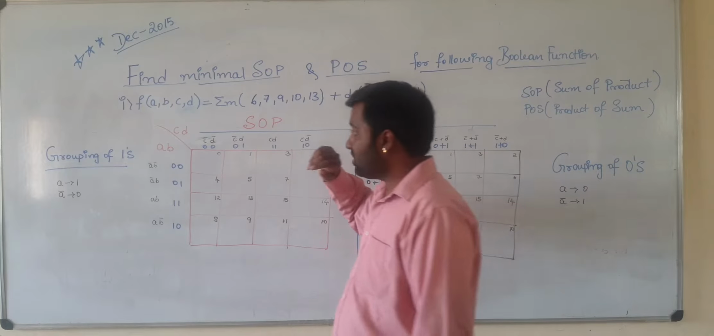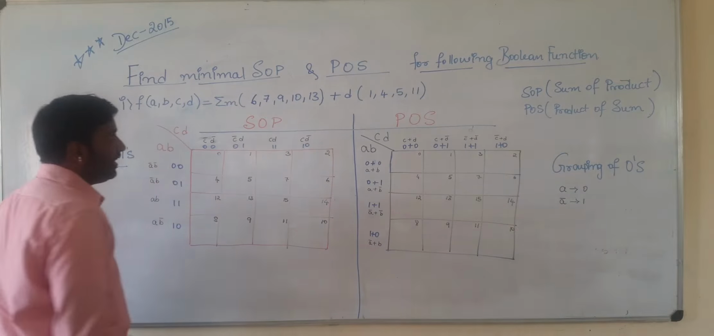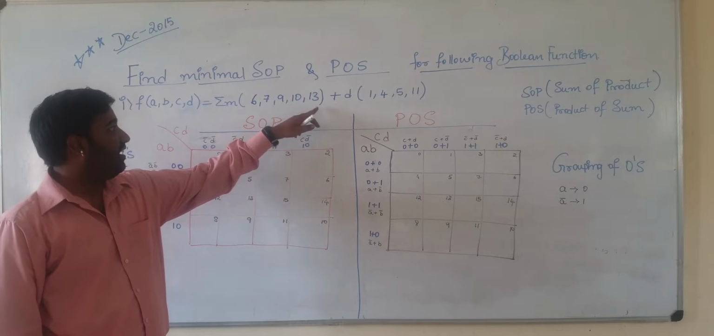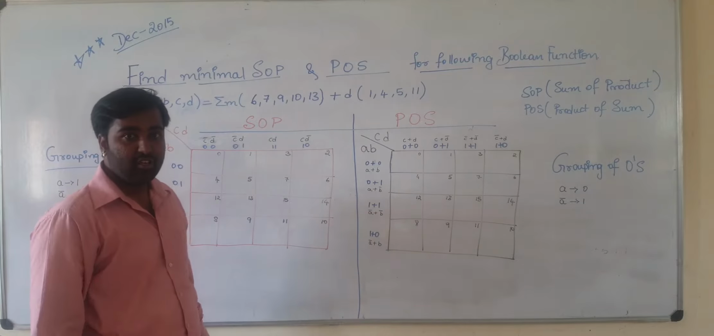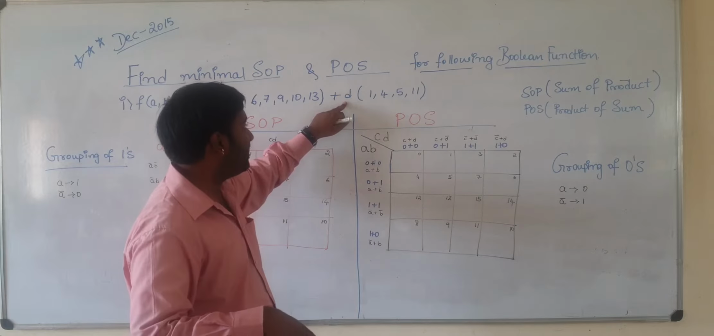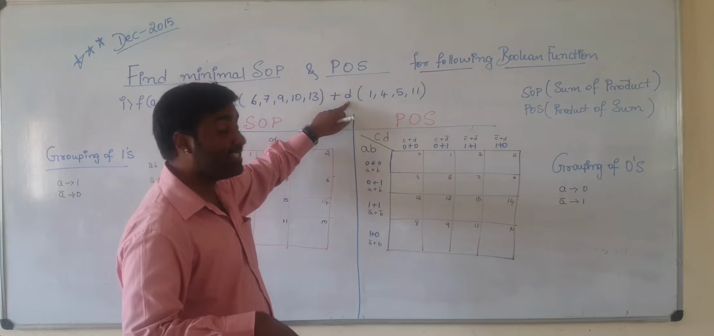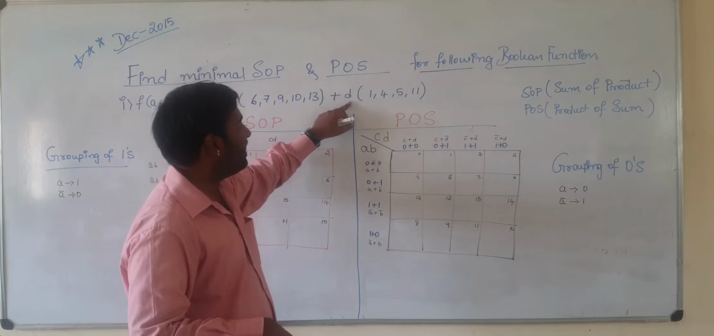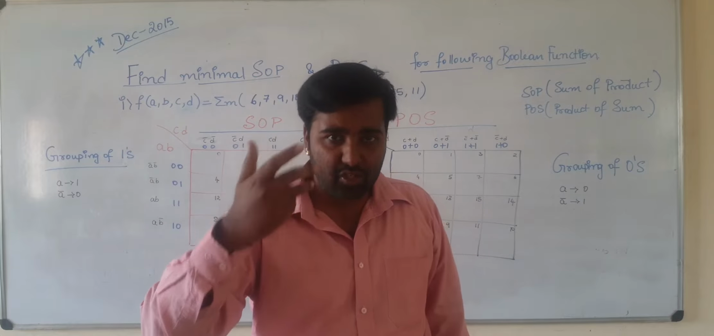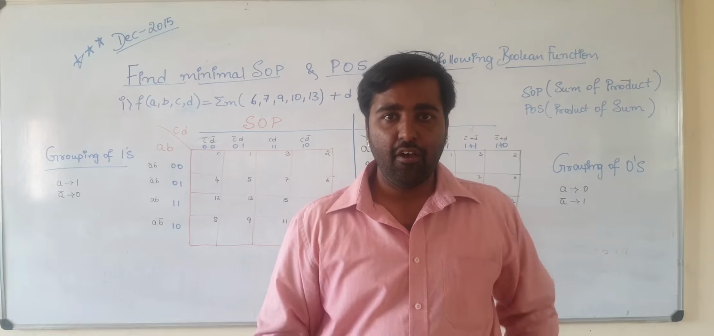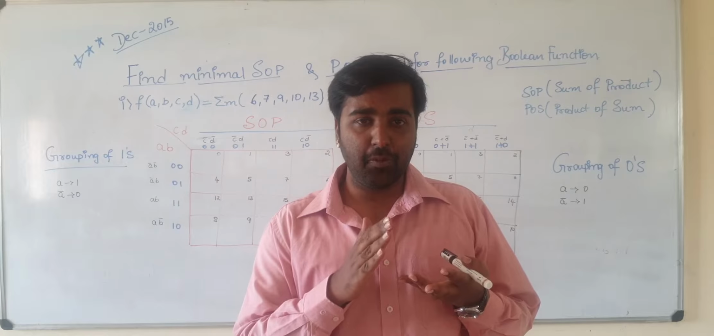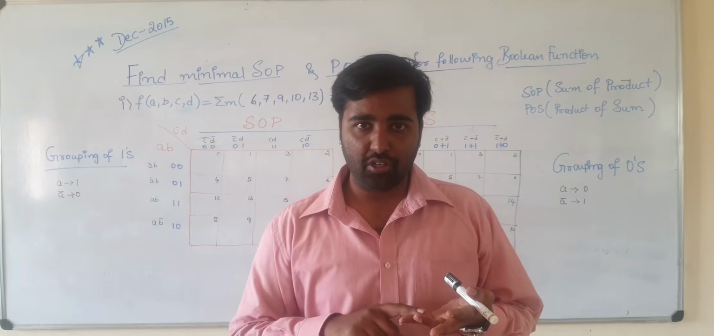The question goes like this: f of ABCD equals the minterms 6, 7, 9, 10 and 13, plus a new word called don't care, which is represented as d of 1, 4, 5 and 11. I'll tell you what the don't care condition is subsequently. First, our discussion is confined to the difference between sum of product and product of sum.